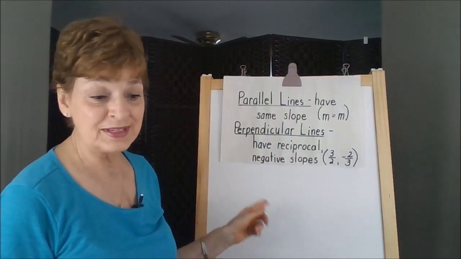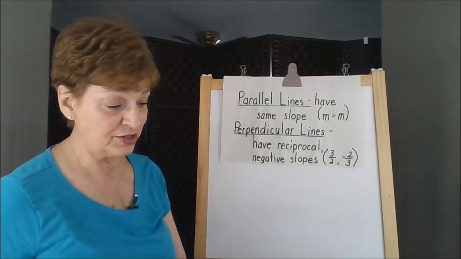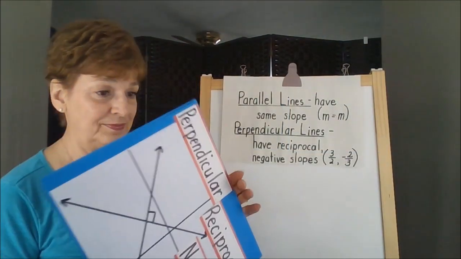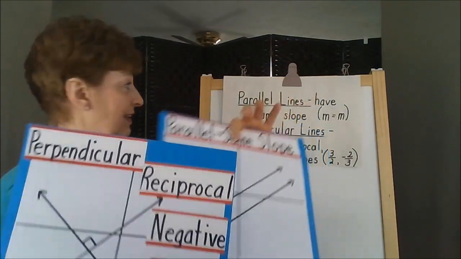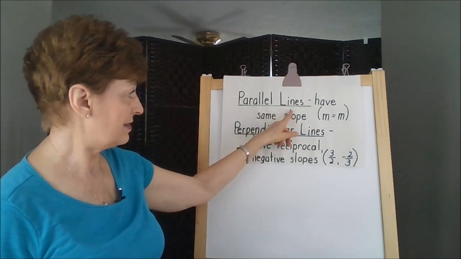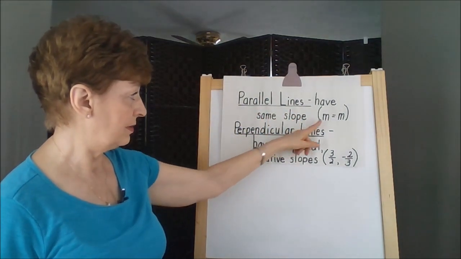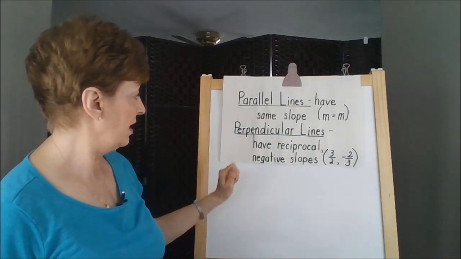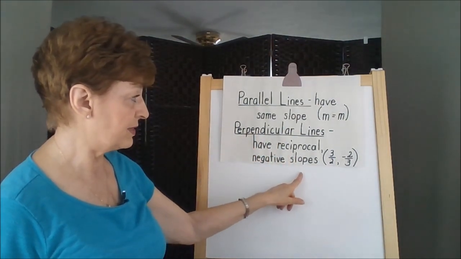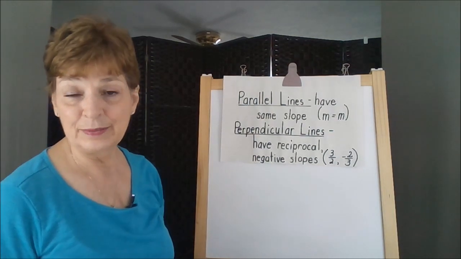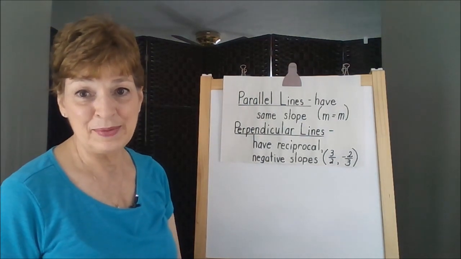So here are the notes that talk about the pictures that we just saw. Parallel lines have the same slope. m is equal to m. Perpendicular lines have reciprocal negative slopes. There's an example. Please pause the video, copy this into your notes.